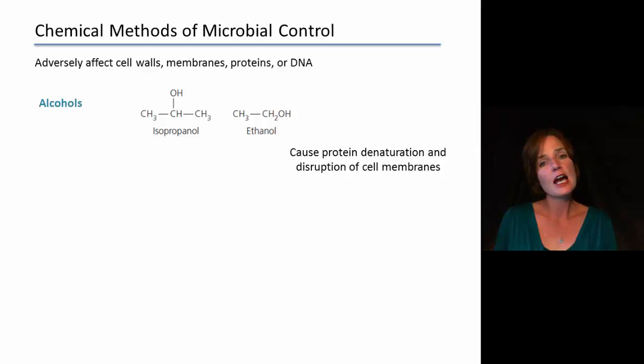Another group are the alcohols. Here are two of the most commonly used ones. We have isopropanol, which is a 3-carbon alcohol, and then we also have ethanol, which is a 2-carbon alcohol. These are able to cause protein denaturation and disruption of some cell membranes.